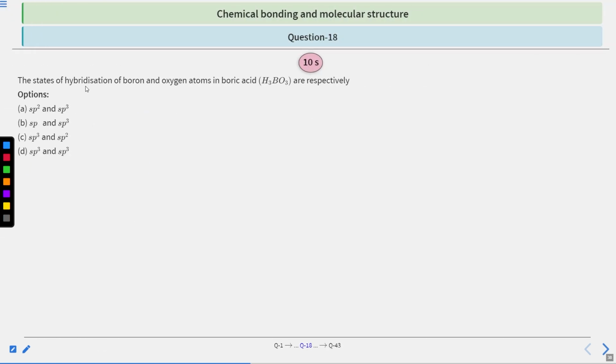Let's move to question number 18. The states of hybridization of boron and oxygen atoms in boric acid, that is H3BO3, are respectively: sp2 and sp3, sp2 and sp3, sp3 and sp2, sp3 and sp3. So you have 10 seconds to solve this question. After that, we will see the answer.